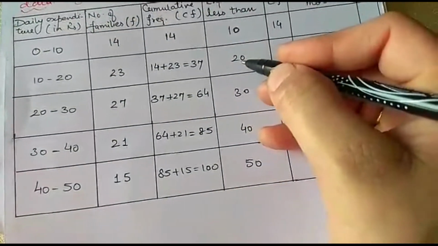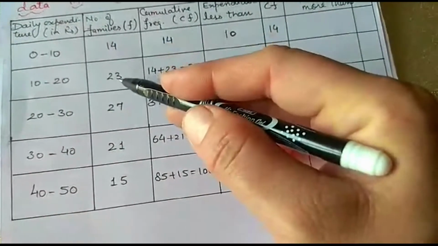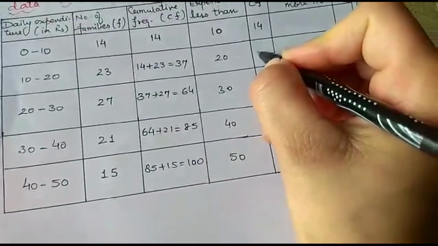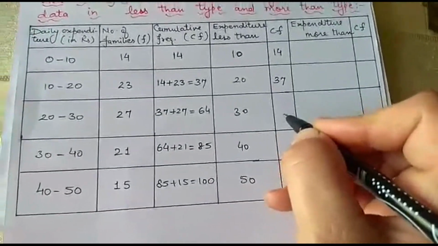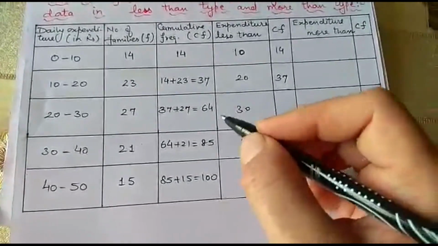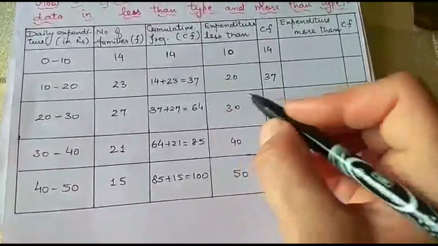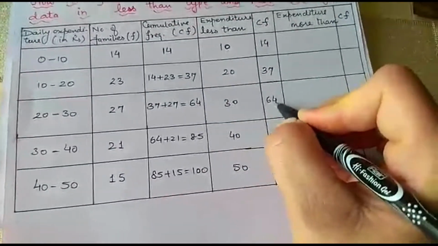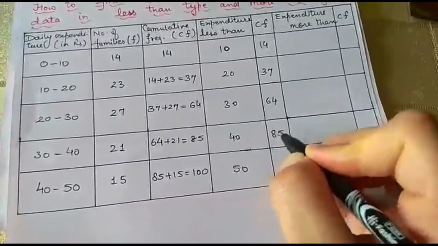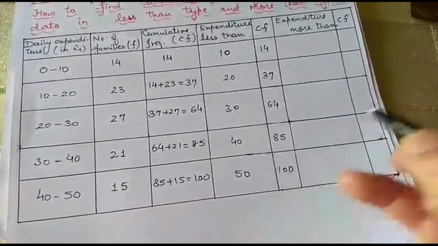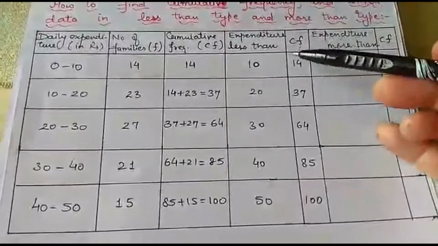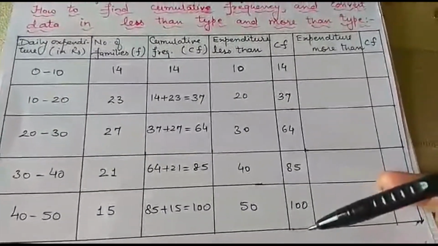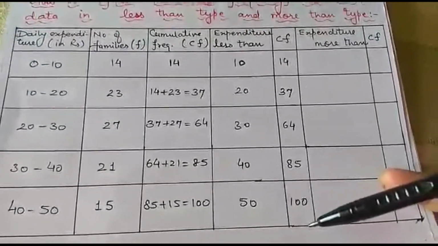Expenditure less than 20: both the 10 class and this class come in, so our cumulative frequency was 37. Similarly for 20 to 30, below 30 all of them come in, so here your cumulative frequency is 64. Next 85 and next is 100. So when you have to convert the data in less than type, you simply have to write the cumulative frequency. So this one is quite easy.